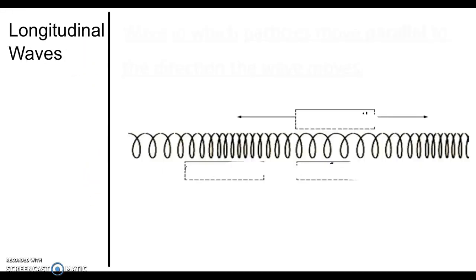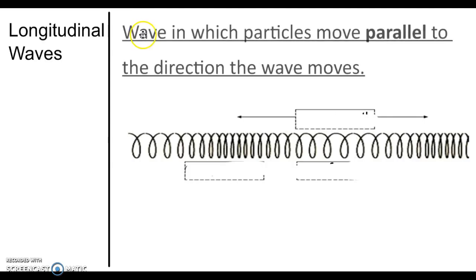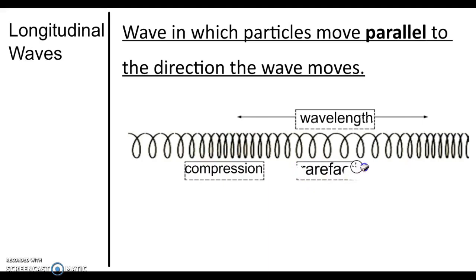The next type of wave is the longitudinal wave, and in a longitudinal wave, the particles move side to side and so does the wave, or the particles move up and down, and so does the wave. They move parallel. A longitudinal wave still has a wavelength that we can identify, but it does not have crests and troughs. Instead, it has regions that are really pressed together, which are compressions, and regions that are really stretched out, which are rarefactions.